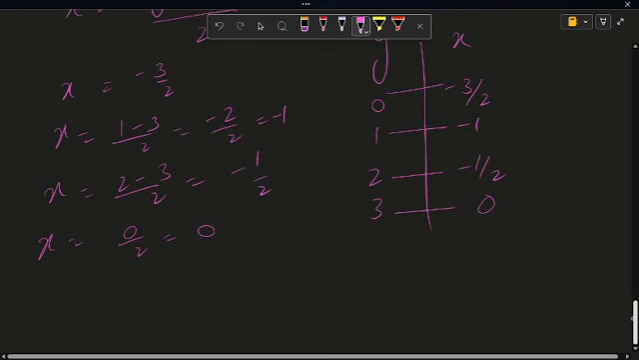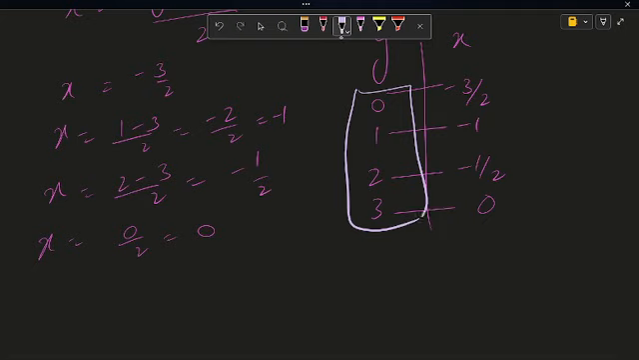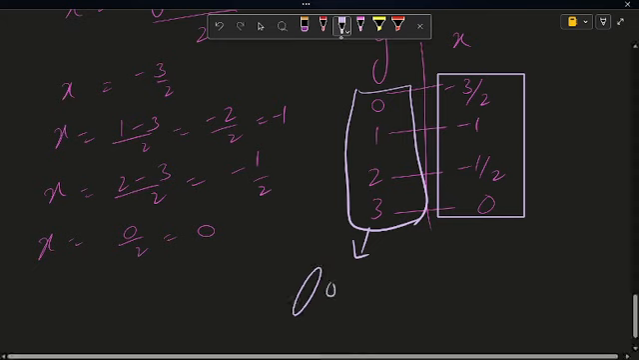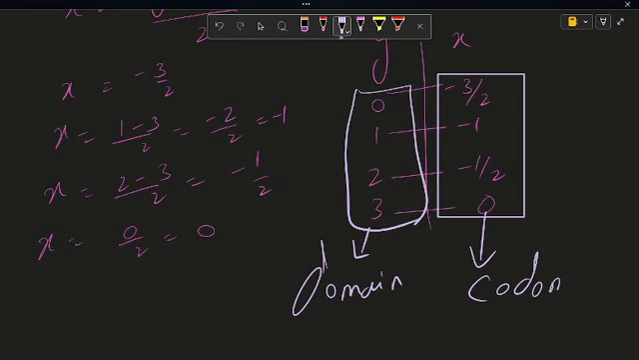Now you people can see y values seem to be domain because they are the inputting values, and x values seem to be codomain because they are outputting values. So these values are domain and these values are codomain.